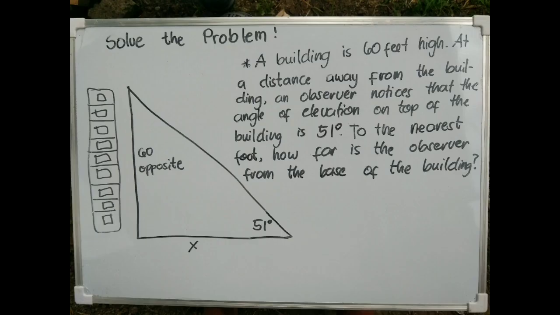Solve the problem. A building is 60 feet high. At a distance away from the building, an observer notices that the angle of elevation to the top of the building is 51 degrees. To the nearest foot, how far is the observer from the base of the building?